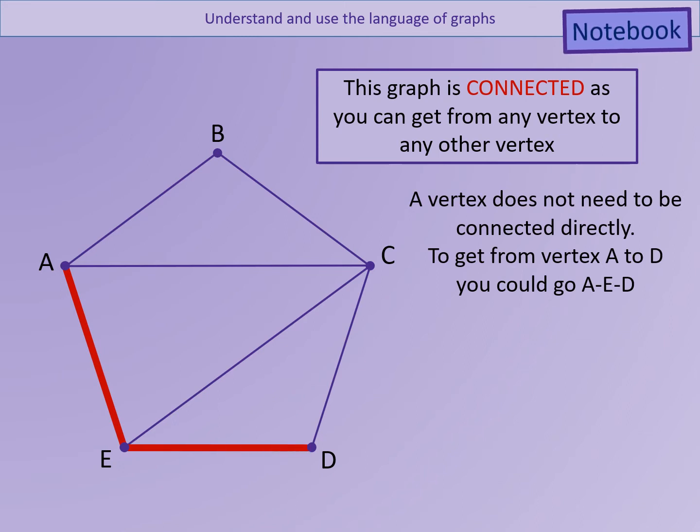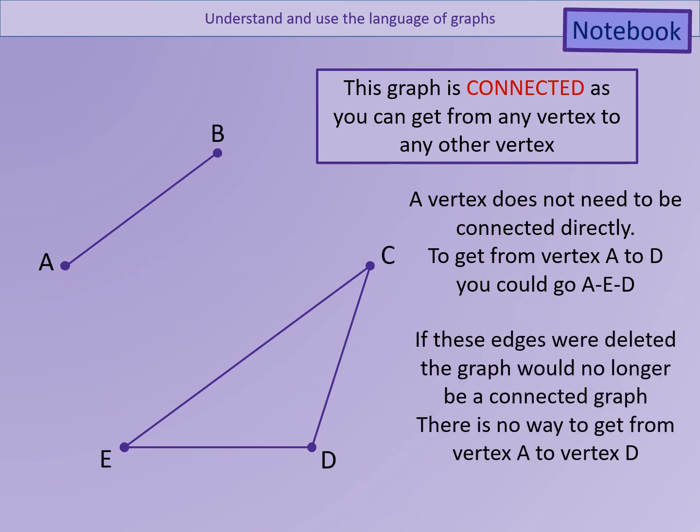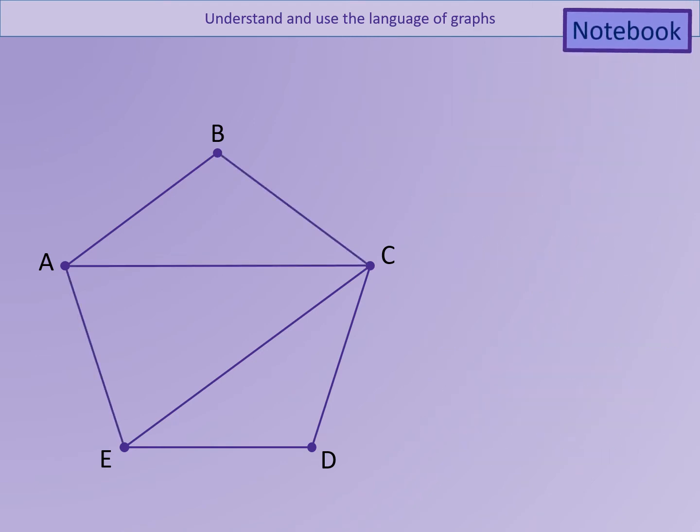Graphs are called connected if it's possible to travel from any vertex to any other vertex. This doesn't need to be direct. For example, it's possible to get from A to D, but you need to travel via E. If we delete some edges from this graph, it's now no longer connected. For example, there is no way to get from vertex A to vertex D, so this is now not a connected graph.